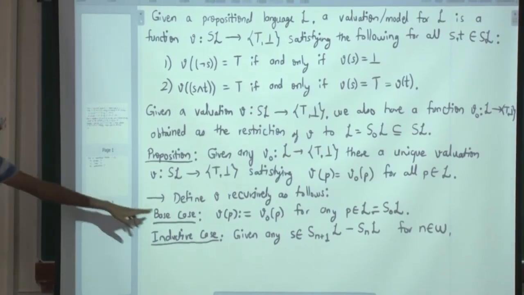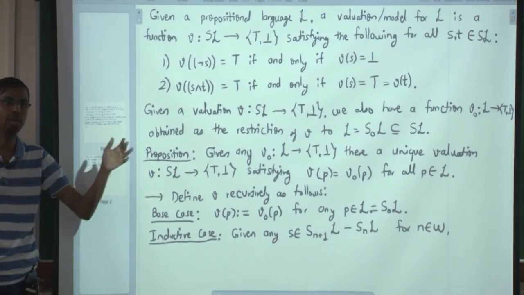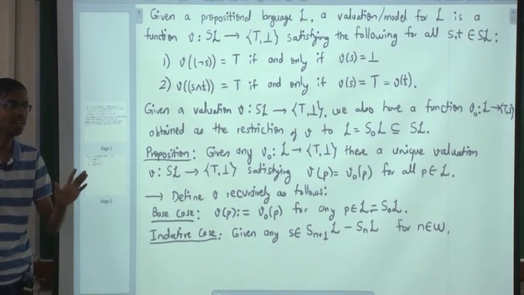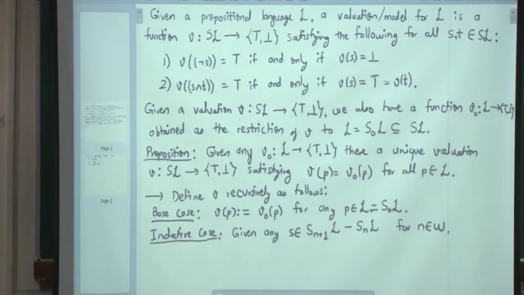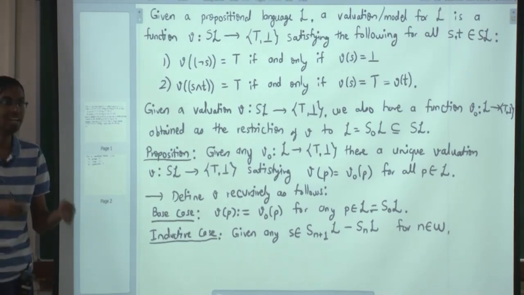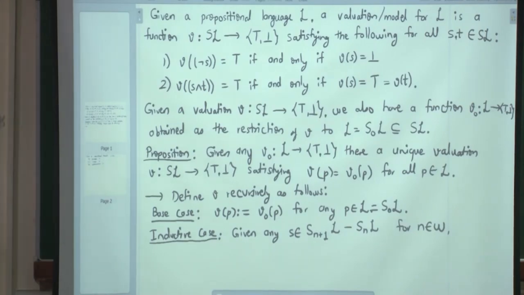Now, here, there is a formula which is in Sn plus 1L, so it has n plus 1 parenthesis. But it does not have just n parenthesis. However, by unique readability now, we know that it is exactly one of the two forms. And those two formulas, if it is negation, then what is it negation of? That is uniquely determined. If it is conjunction, then what is it conjunction of? That is uniquely determined. That is the purpose of unique readability. By unique readability, exactly one of the following is true.